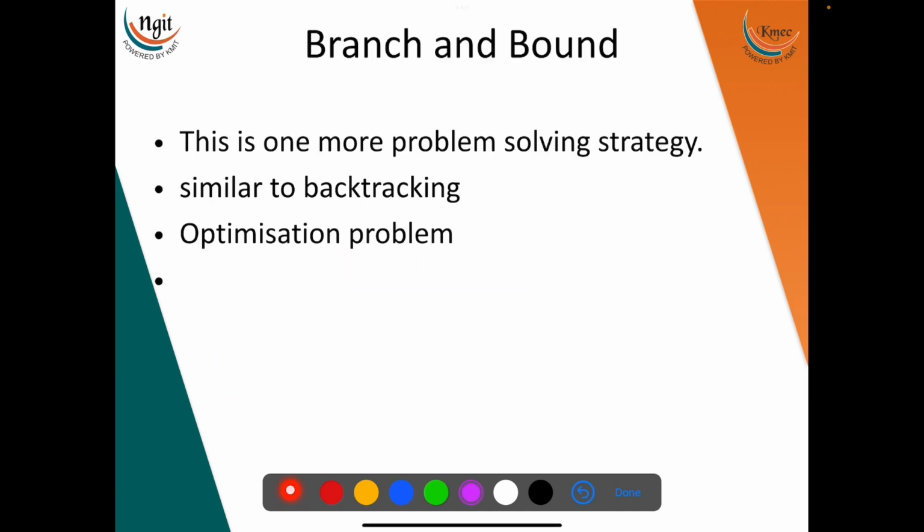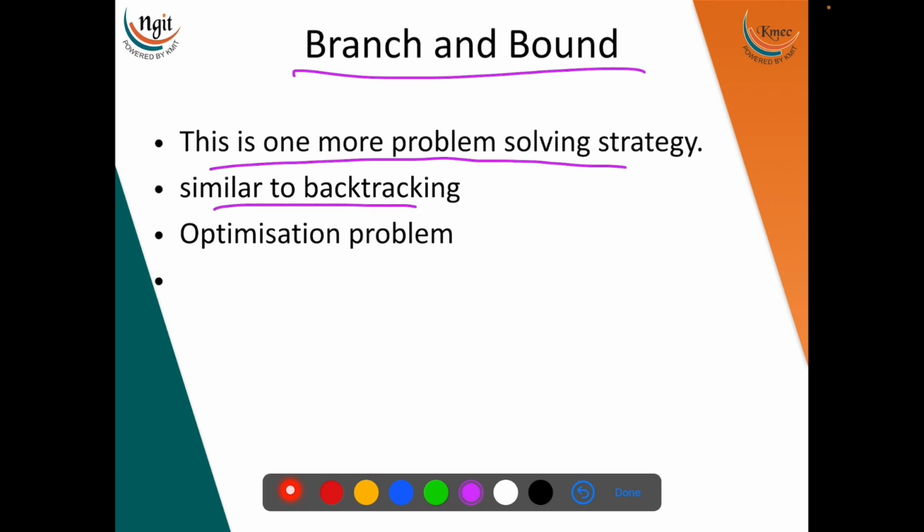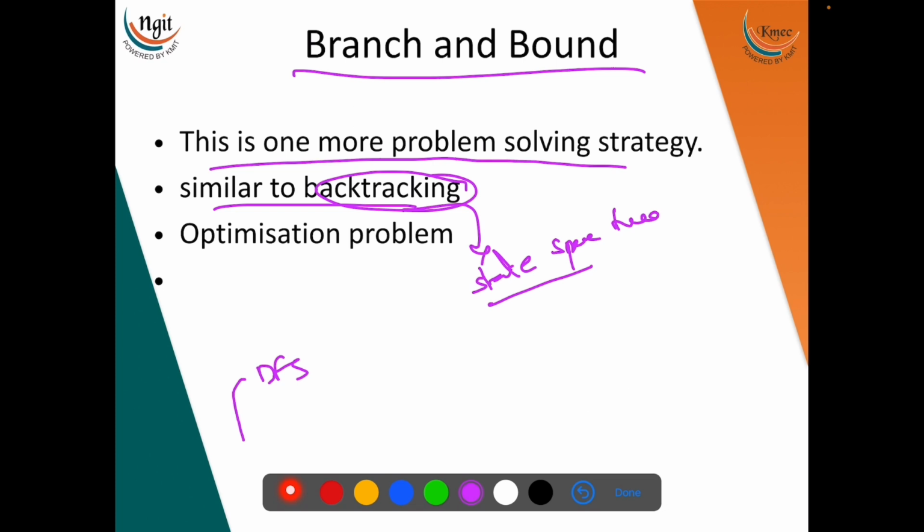Now let's get started. What is branch and bound? This is one more problem solving strategy similar to backtracking, in the sense that it uses a state space tree for solving a problem. The state space tree in backtracking is constructed using the DFS approach, depth first search. But the state space tree we generate in branch and bound uses BFS, which is breadth first search. And the third point is that it is an optimization problem.